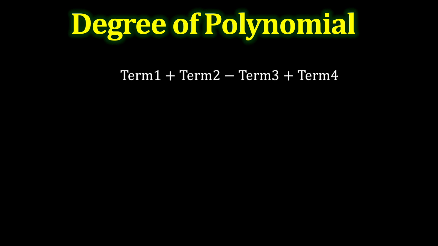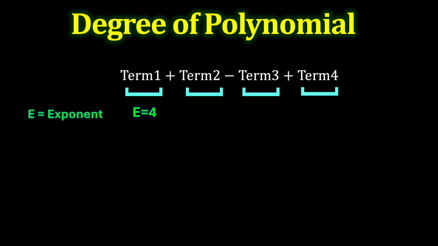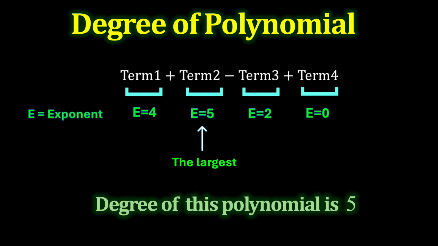Alright, now let's talk about the degree of a polynomial. Basically, it's all about the highest exponent you have got going on in that polynomial expression. So to find the degree of the whole polynomial, you just look for the term with the biggest exponent of the variable, and that's the degree.